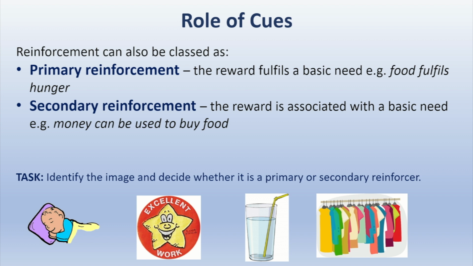Okay, so if we have a look at the first one, sleep would obviously be a primary reinforcer because it's a basic need. So you need to obviously go to sleep. That's a basic need that we have as a human. We wouldn't be able to function without it. Getting a sticker would be a secondary reinforcer because it doesn't necessarily satisfy a basic need. Water would be a primary reinforcer because that satisfies a basic need, and then clothes would also be a secondary reinforcer.